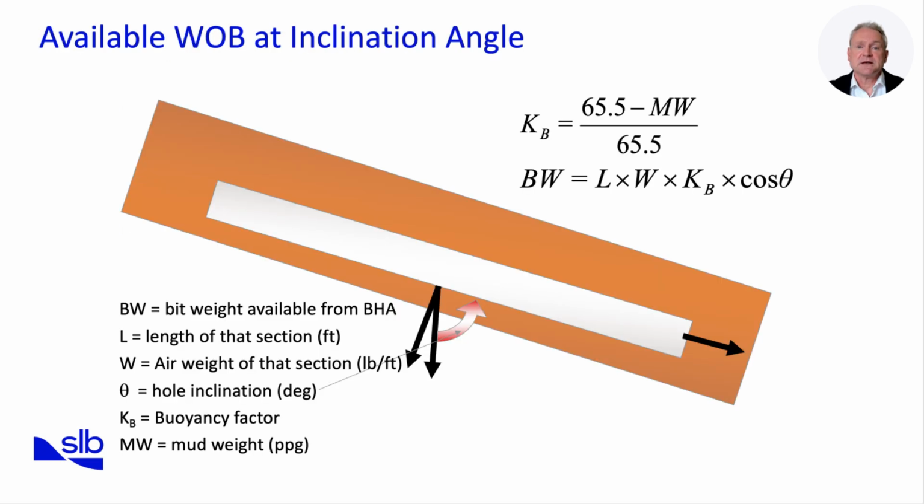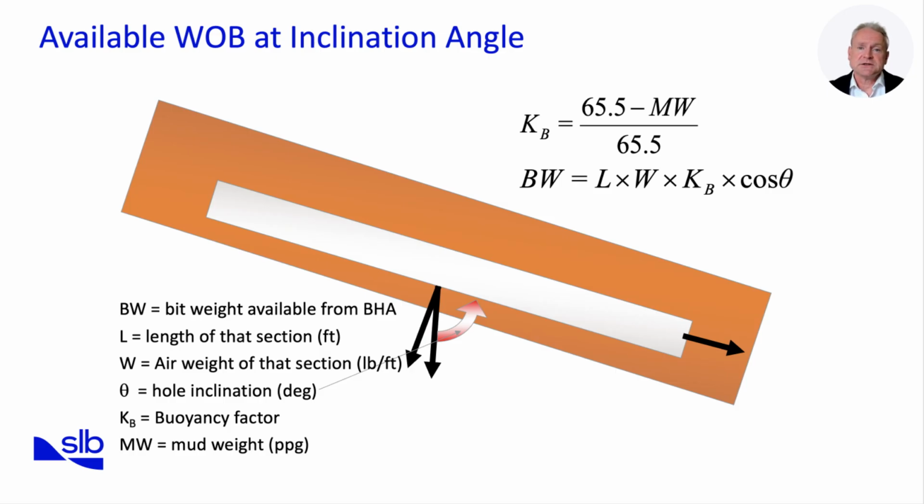This slide illustrates how the weight on bit changes with inclination angle. In vertical wells, nearly all of the drill string's weight can be transferred to the bit. But as inclination increases, less of that weight is effectively available because of the angle of the hole and the friction along the borehole wall.